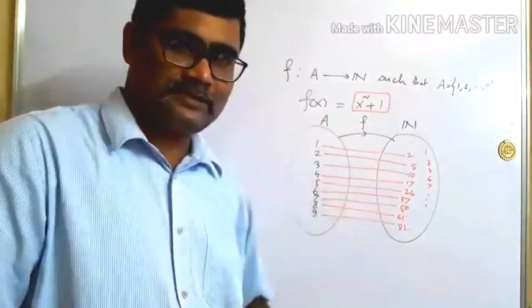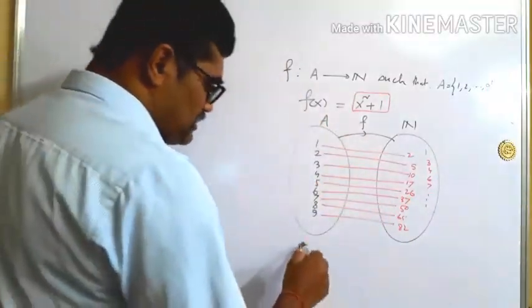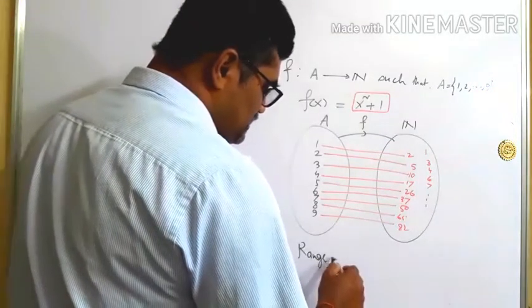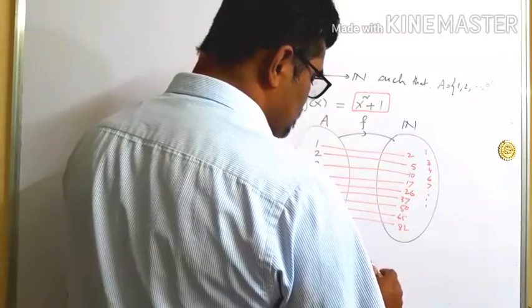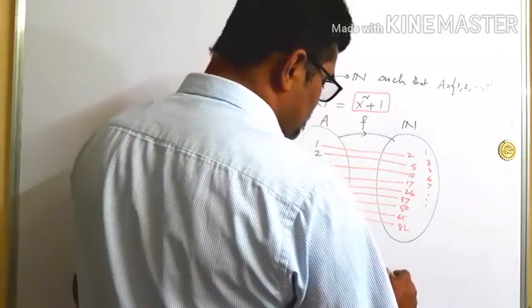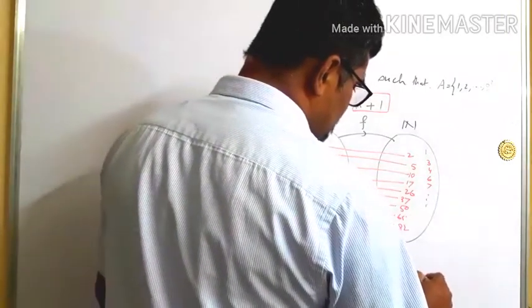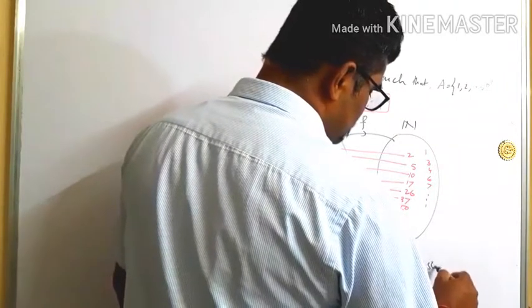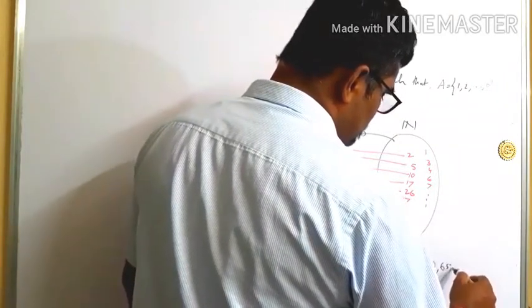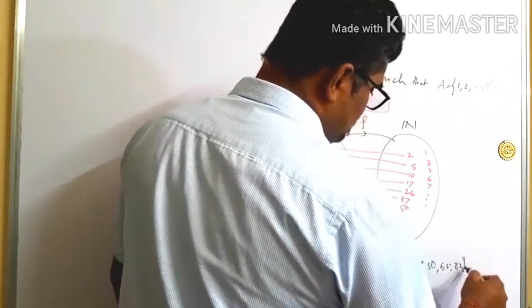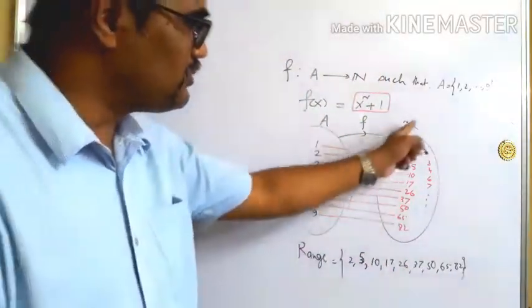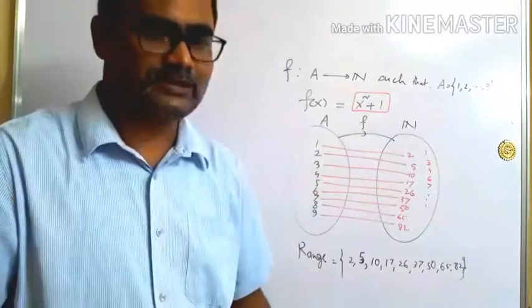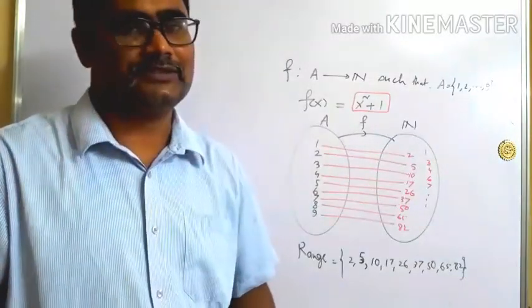in the left side set, right? So your range will be what? What will be your range? Range is simply containing 2, 5, 10, these elements you have to write, right? These are the elements which are in the range. And if I ask you the codomain, it is the whole entire natural number set on the right hand side. So this is the range.